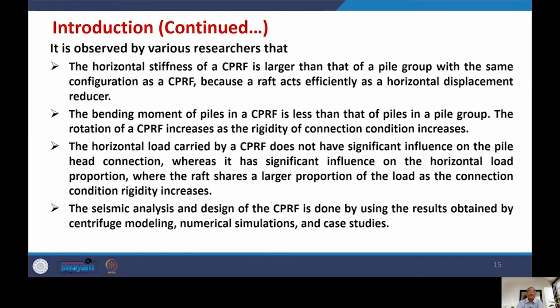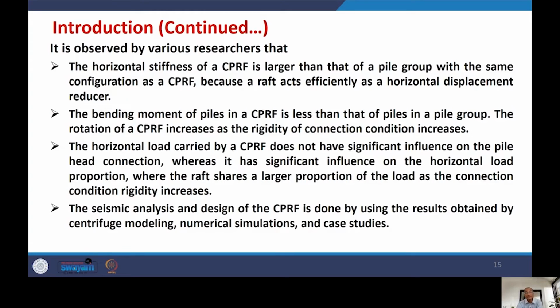Continue with the introduction. It is observed by various researchers that the horizontal stiffness of a CPRF is larger than that of a pile group with the same configuration as that of the CPRF. So if we have two things, on one side a pile group and on the other side a CPRF, with the same configuration, the horizontal stiffness of the CPRF will be greater compared to the pile group. The simple reason is that the raft acts sufficiently as a horizontal displacement reducer.